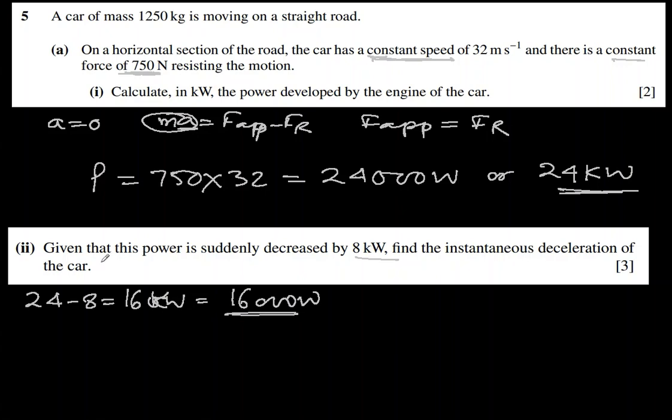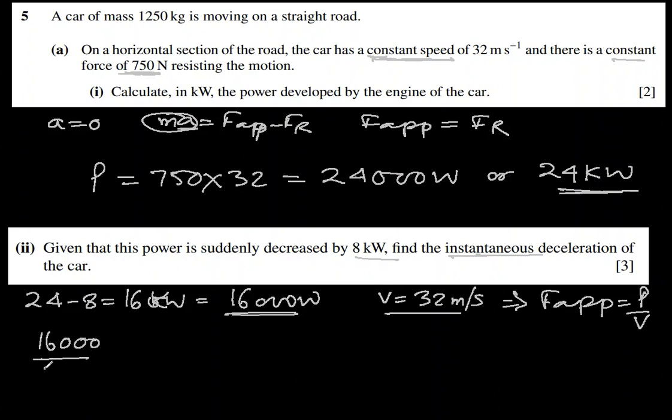Find the instantaneous deceleration of the car. Instantaneous means suddenly it changes. That means it was moving at 32 meters per second, and that remains 32 meters per second for that one moment. Okay. So since power is known to us, and velocity is known to us, can we find the applied force? Of course, by the same relationship, power over speed is applied force, right? So power is 16,000 divided by 32, equal to how much? 500 newtons. This is the applied force.